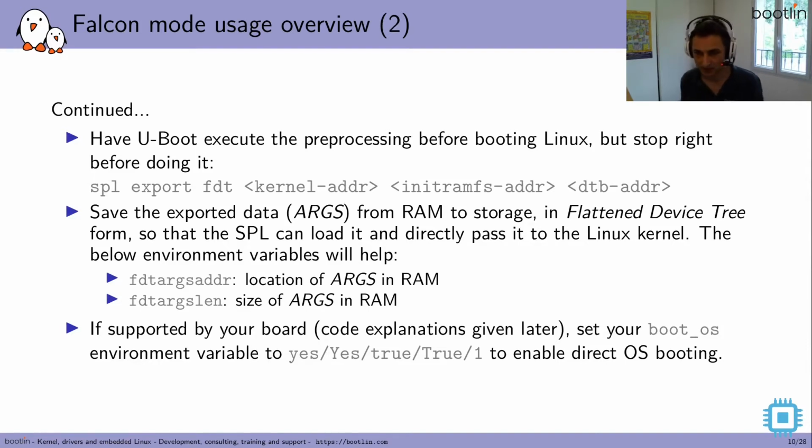So the command is like bootm, so it's spl export fdt with the kernel address, the initramfs address, and the DTB address. This creates the preprocessed data that we call args, that you can save from RAM to storage in flattened device tree format, so that the SPL can load it and pass it directly to the Linux kernel. You have some environment variables in U-Boot that will help: fdtargsaddr, the location of args in RAM, and fdtargslen, the size of args in RAM. Another thing, if that's supported by your board, we'll explain that later, you could also set the boot_os environment variable to enable direct OS booting.